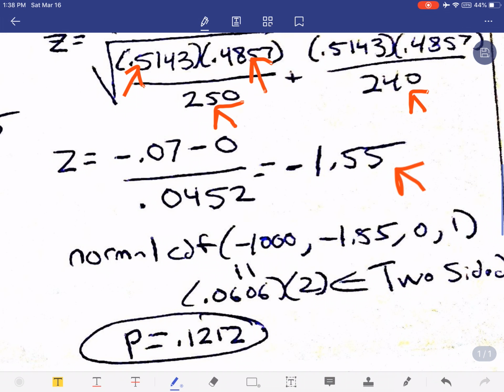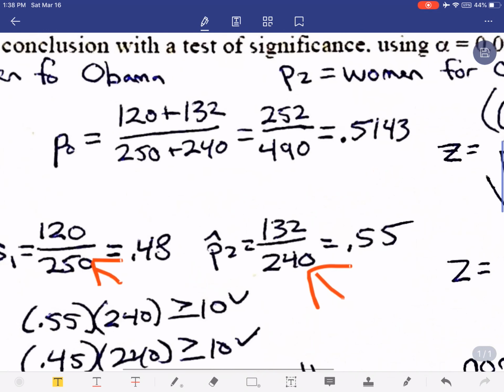And I forgot to write this down beforehand, but we want to make sure we're writing out this calculator command. We write that down as our z-score. So we plug that into our calculator. That comes out to 0.0606. So that's our p-value, but let's go back to our hypotheses.